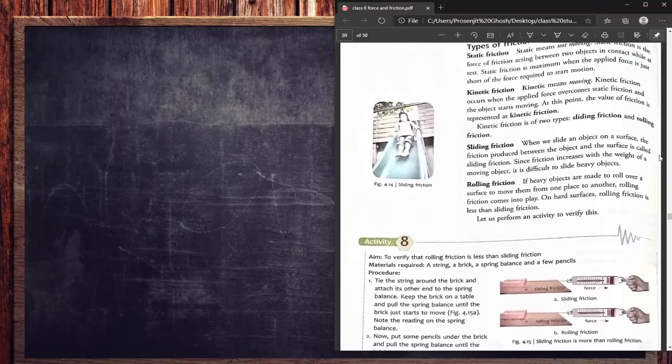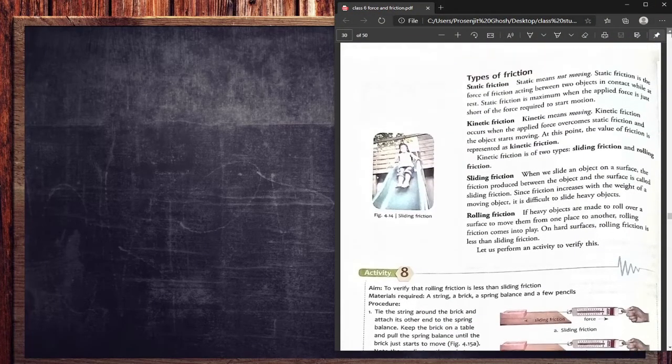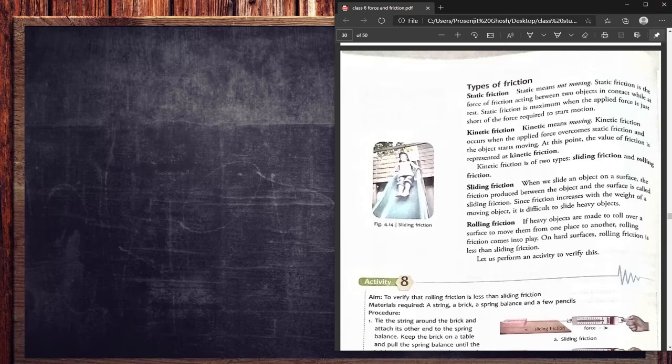Now we will move on to the types of friction force. I already told you there are two types of friction force, which are static friction and kinetic friction, and I also gave you the definition of that. Those who missed that, please start the video from the previous part and write it down while I'm saying that. So this is the static friction and kinetic friction that we already discussed. Now coming to sliding friction and rolling friction.